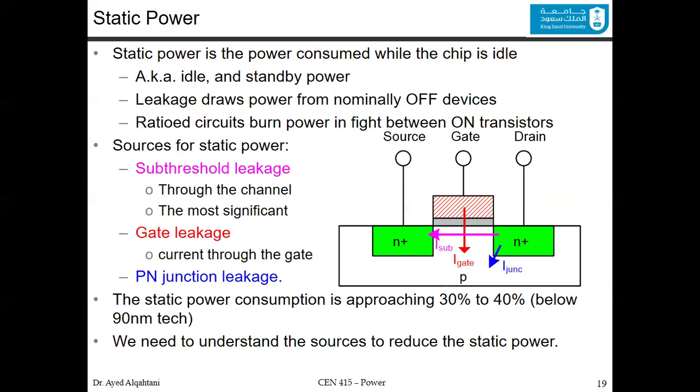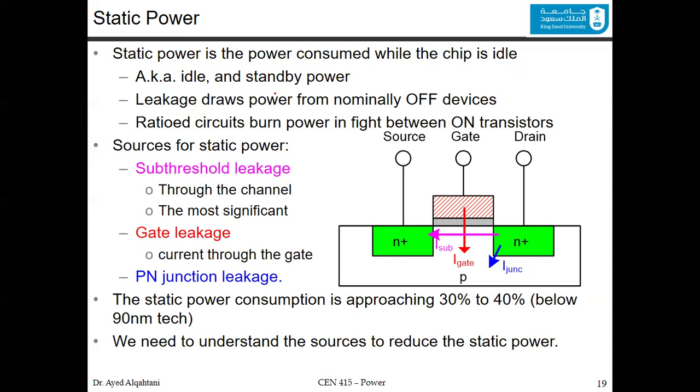And now for the static power. The static power, now we finished with the dynamic power completely. Now we will go to the second major type of power consumption, which is the static power consumption. The static power consumption is the power consumed while the chip is idle. The chip is idle, it doesn't do any work, but still it's consuming power.